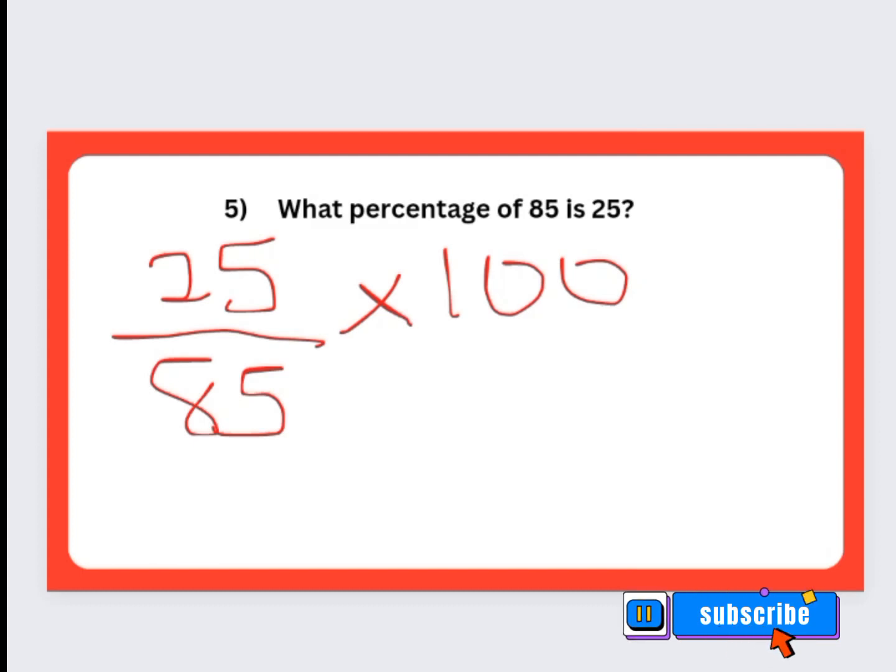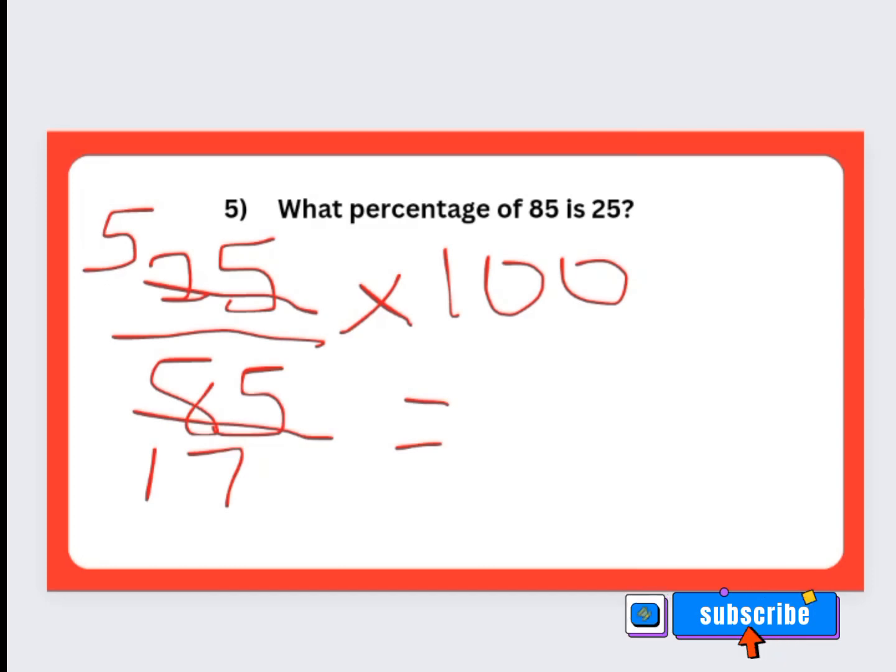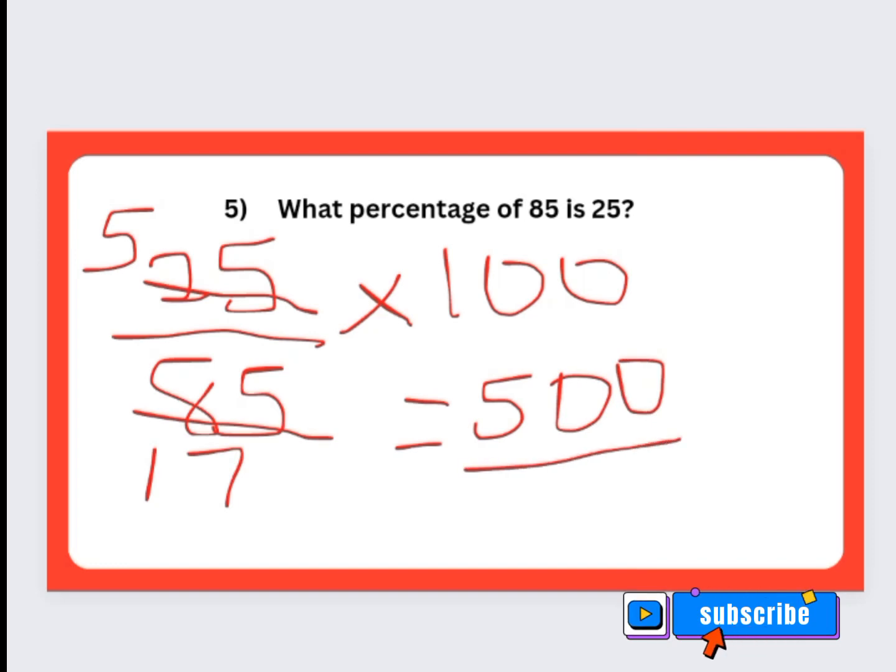All right, so we can actually reduce this figure using 5, right? So we can say 25 divided by 5 is 5, and 85 divided by 5 is 17, right? So we can multiply out. 5 times 100 is 500 over, here we have just 17 down, so we have our 17. So if we are to reduce 500 over 17, we're going to have a remainder, right?